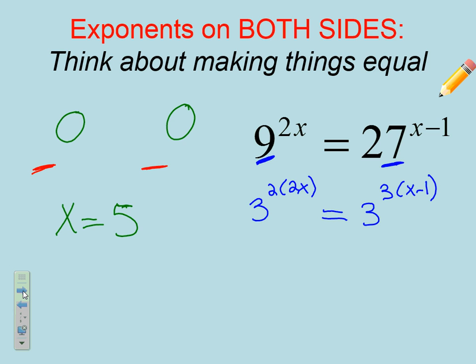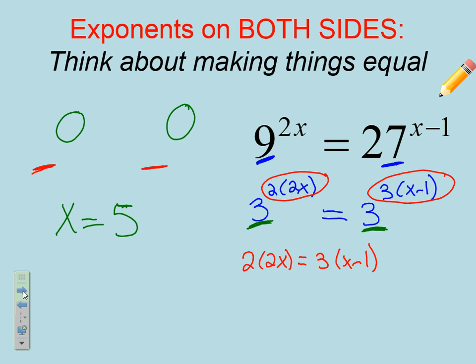Now that my bases are the same, right here my bases are the same, now I can set my exponents equal to each other. So I have 2 times 2x equals 3 times x minus 1. I'm going to simplify this, so this is going to be 4x equals 3x minus 3. To solve this problem here, I'm going to subtract 3x from both sides. So x equals negative 3.